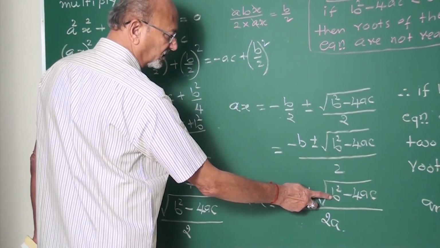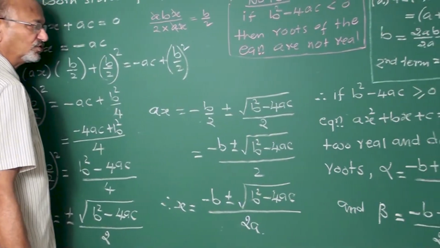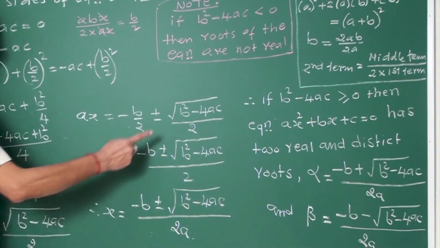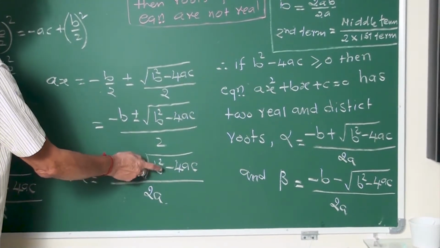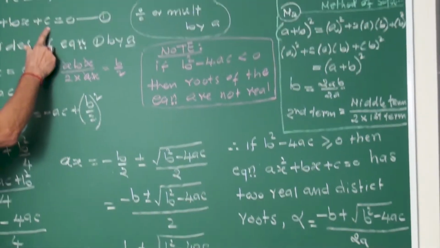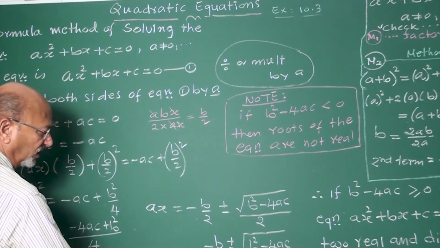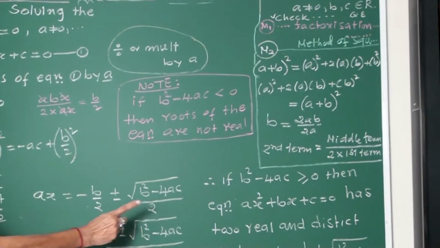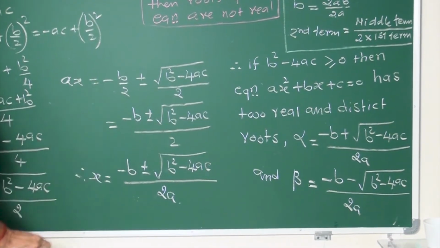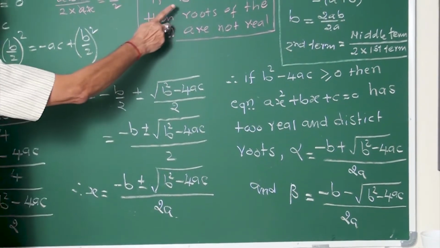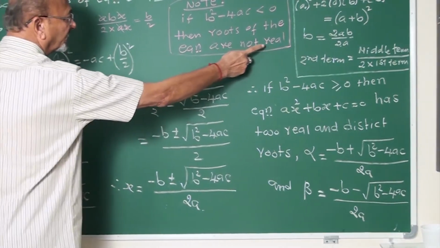Under the condition, this expression must be greater or equal to 0. I have written therefore, if this is greater or equal to 0, then roots of this given equation are real and distinct. The roots are alpha with plus sign, beta with minus sign. They are the roots. By chance, if it is negative, then roots of the given equation are not real.